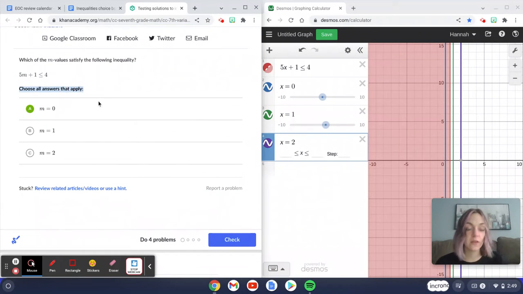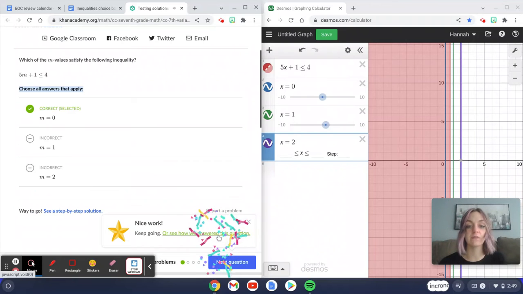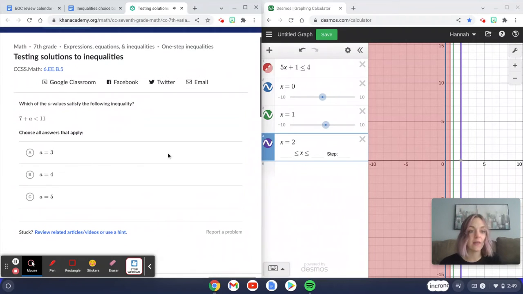Now it does say choose all that apply. So if I had multiple answers that worked, I would select all of them. But in this case, I only have one. Let's do another one together.